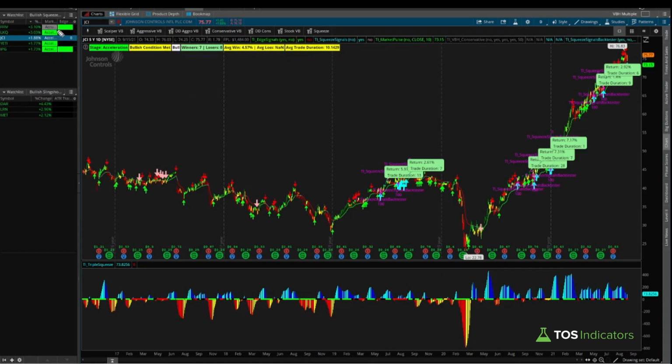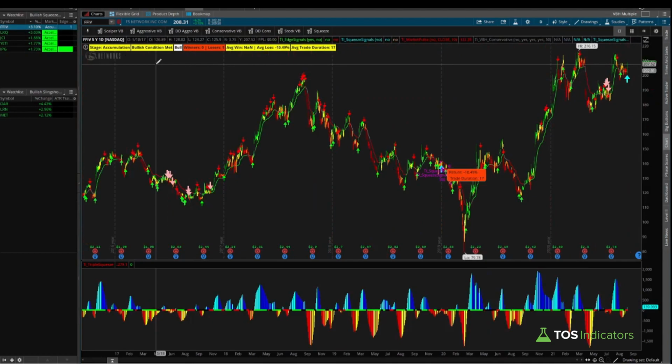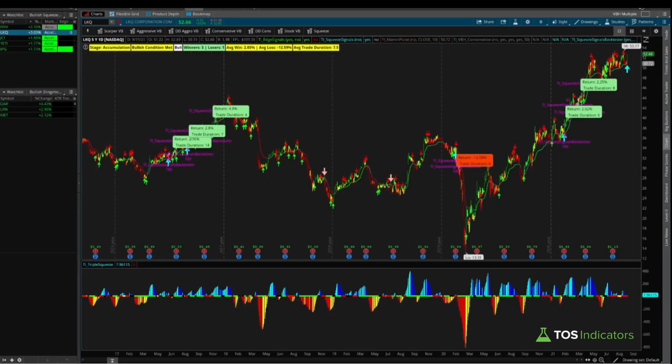Now, if we start from the top to review the others, we have F5 Networks. There, 0 winners, 1 loser, so we can skip that. Next up, we have LKQ. This one also backtests fairly well. 5 winners, 1 loser. However, that 1 loser, negative 12.59%, which is really the cautionary sign here.